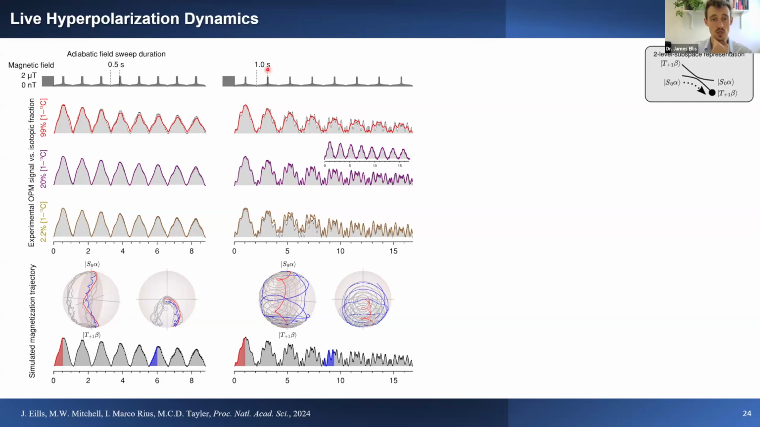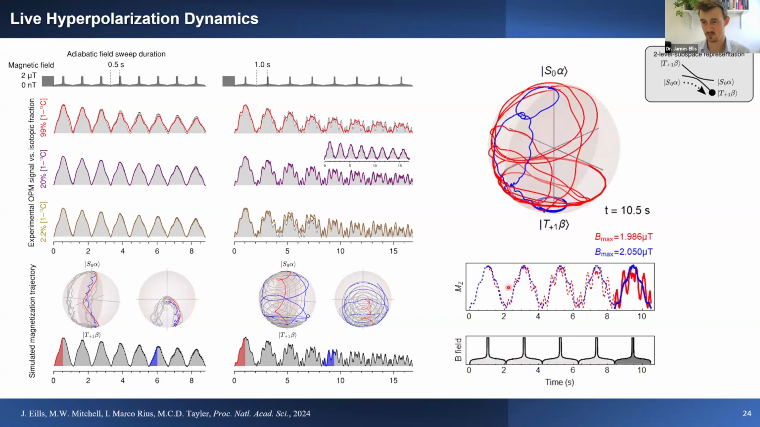If we change the sweep duration to 1 second, we see what looks like very, very different dynamics. It looks like it's becoming somewhat chaotic. And it basically took a few simulations to work out what's going on here. It turns out this just happens to be a length of time where you have some slight evolution of coherences that you're generating by imperfections in this field ramp.